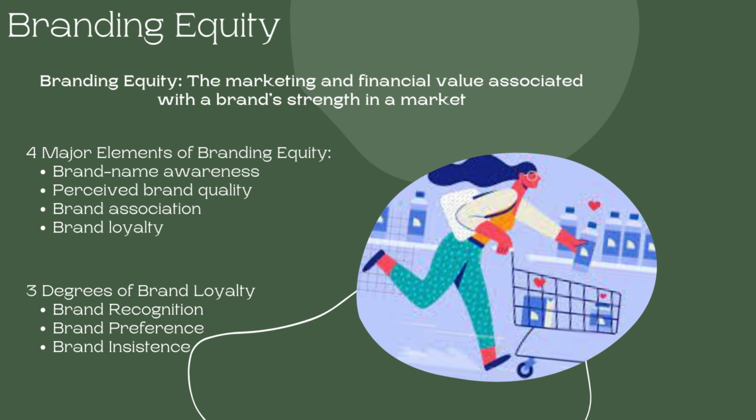First up is brand recognition, which is the degree of brand loyalty in which a customer is aware that a brand exists and views the brand as an alternative purchase if the preferred brand is unavailable. Following that, you have brand preference, which is the degree of brand loyalty in which a customer prefers one brand over competitive offerings. And then finally, you have the brand insistence, which is the degree of brand loyalty in which a customer strongly prefers a specific product and will accept absolutely no substitute.